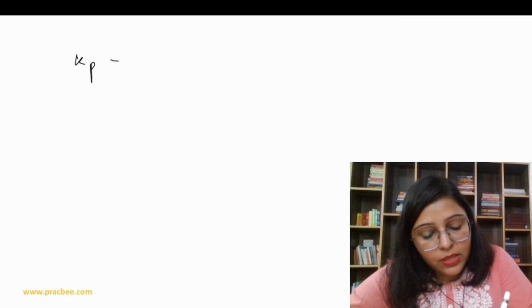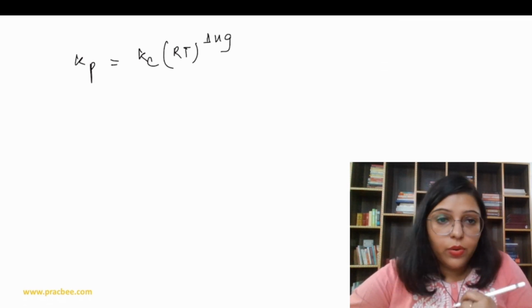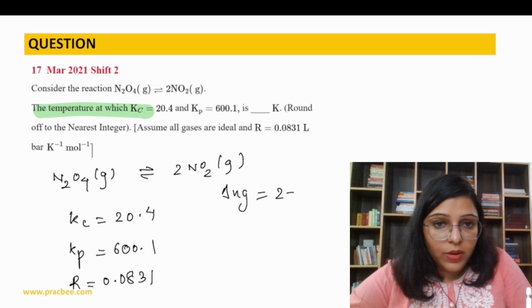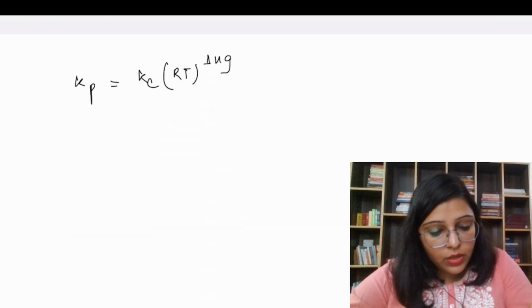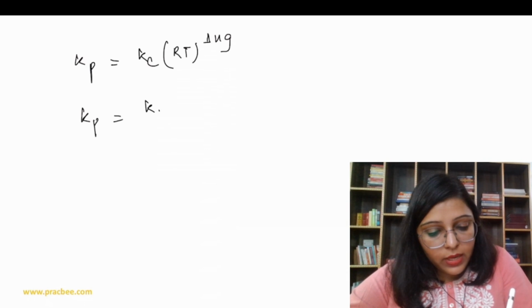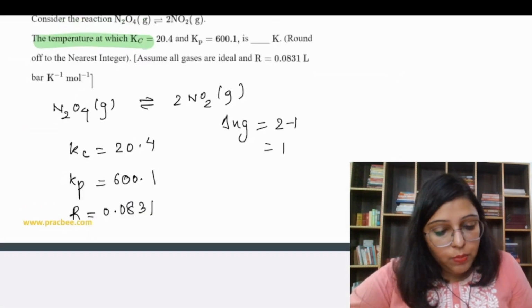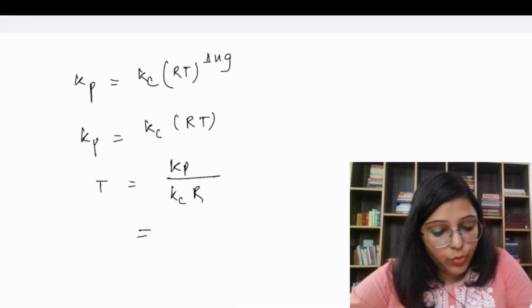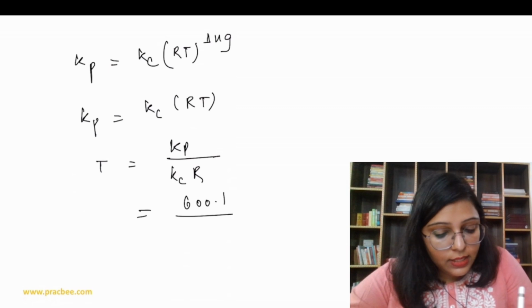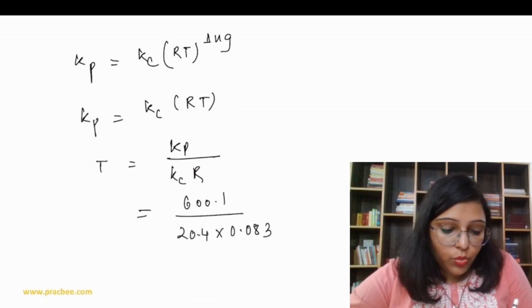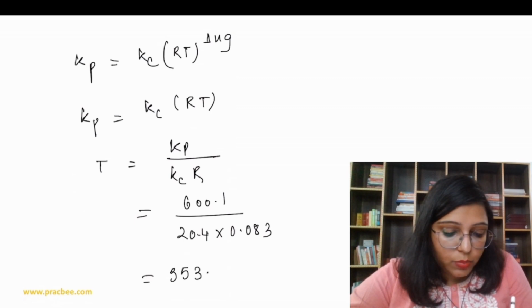We know that Kp is equal to Kc (RT) to the power delta Ng. Delta Ng for this one is 2 minus 1, which is equal to 1. So it means Kp is equal to Kc RT, so temperature is Kp upon Kc R. Kp is 600.1, Kc is 20.4 and R is 0.083. Once you solve it, you get 353.9 Kelvin.